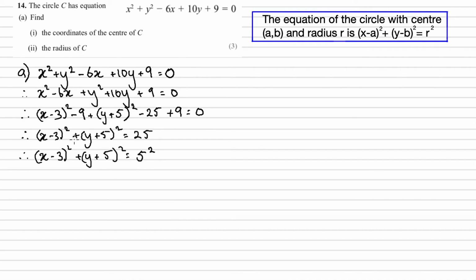We just need to state the coordinates of the center and we need to state the radius. Okay, so the coordinates of the center is just going to be (3, minus 5) and the radius is just going to be 5.